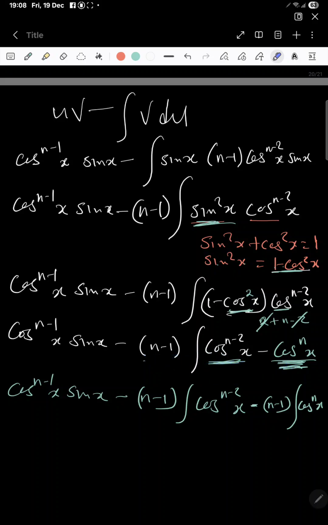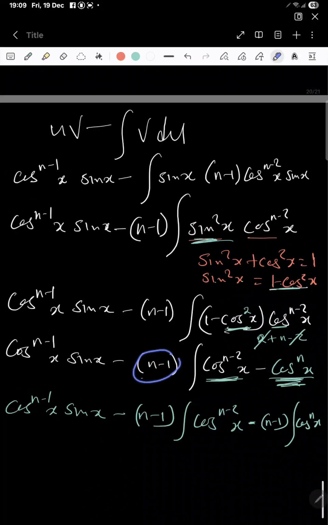What I'm distributing is only this, the negative is remaining the way it is. So don't ask why this negative is not changing, because I've kept it the way it is, and that one is just like that.